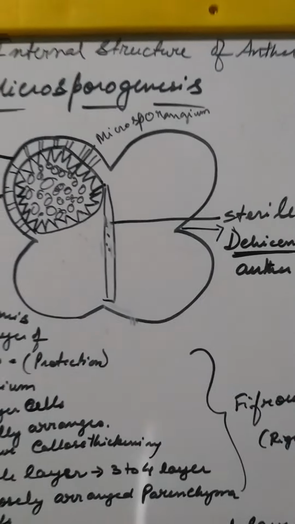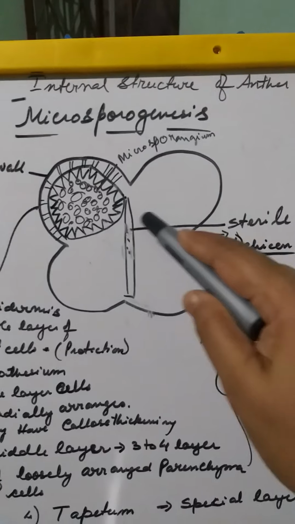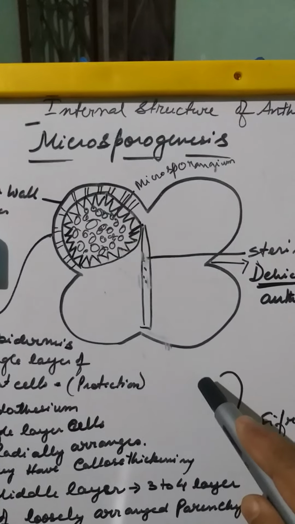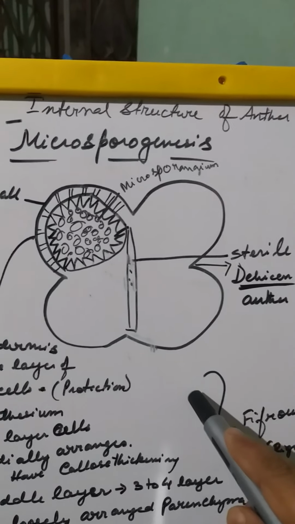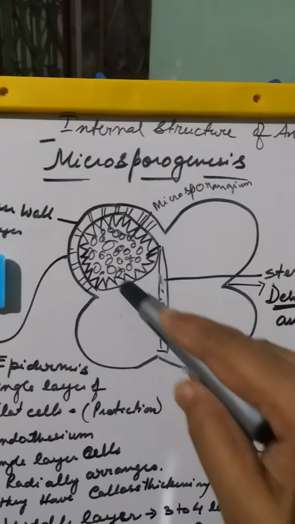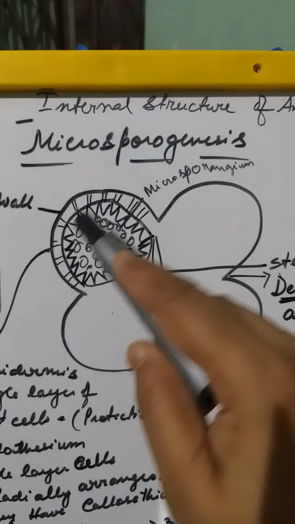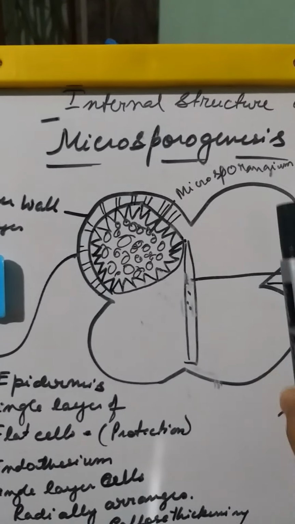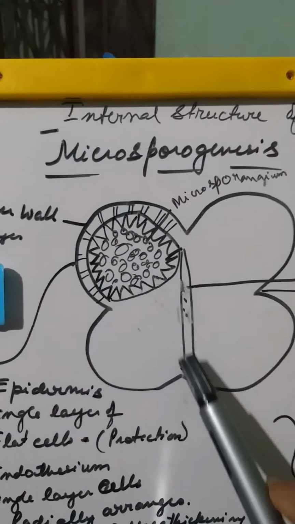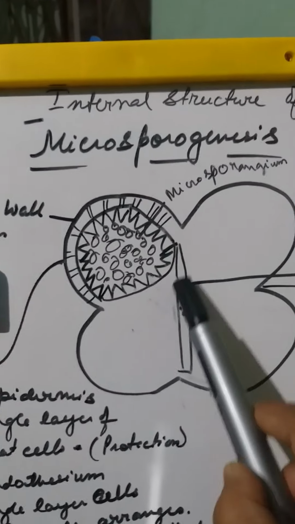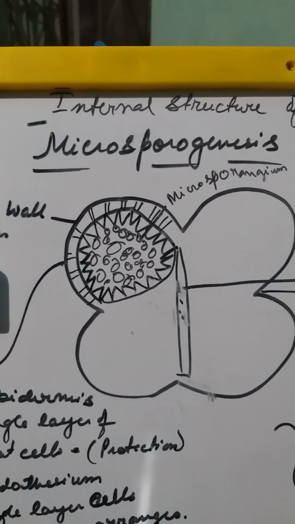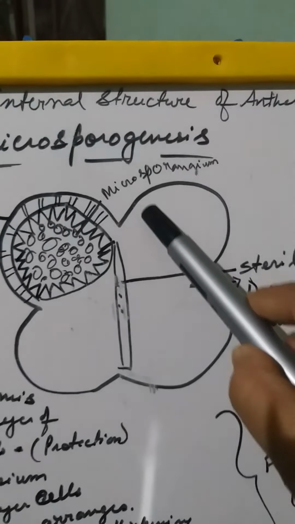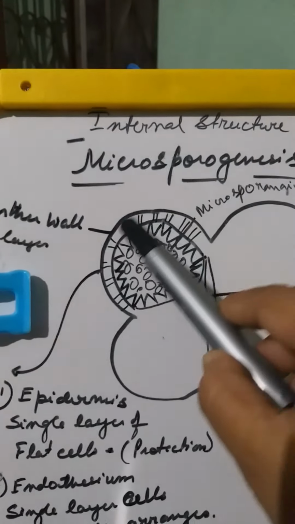Now here you can see the diagram. This diagram is basically a TS of an anther lobe, and it is a dithecous anther lobe. What is dithecous? It is a two-lobe structure. Now you can see the structure. It is bilocular. Bilocular means if we divide it, we find two lobes here and two lobes here. In this TS of an anther, the central part is made up of sterile tissue, and here what you see on this side is known as the anther wall.